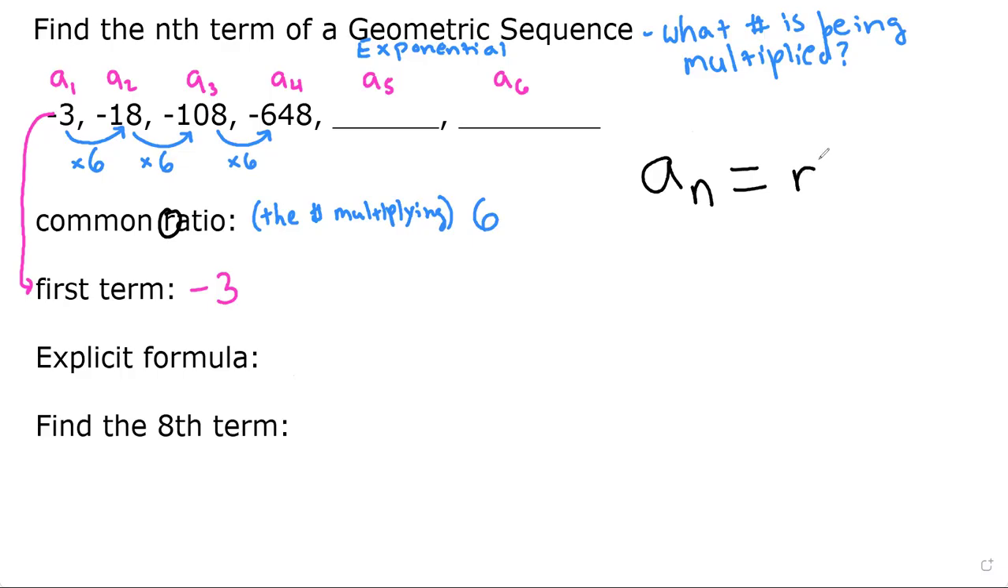Oops, hold on. Let me go back a second. It is not the common ratio first. It is the first term first. So you're going to see a sub 1. And then it's being multiplied by the common ratio. And then there's going to be an exponent because it's exponential. And the exponent's going to be n minus 1.